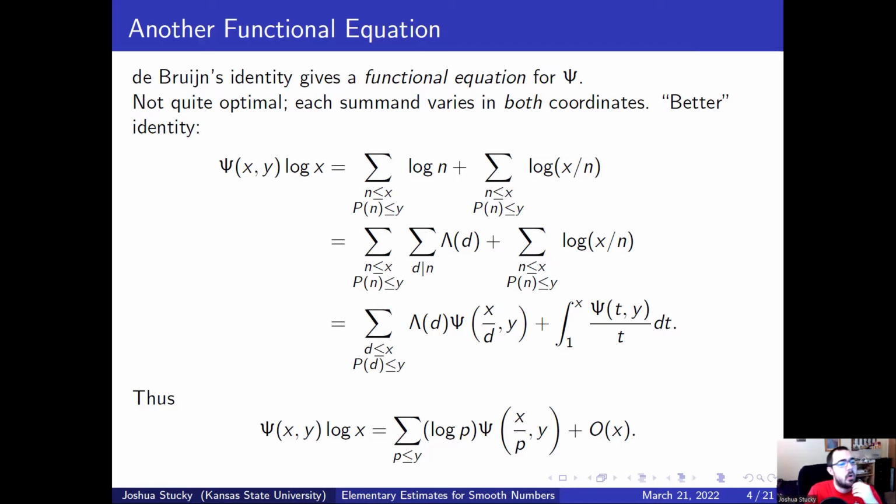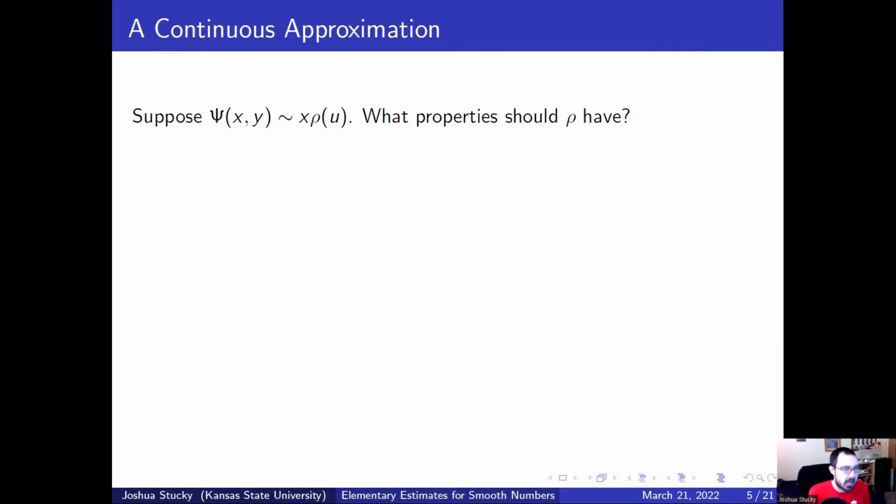Okay, so I am going to assume that my counting function obeys some sort of asymptotic, and I want to work out what that asymptotic should roughly be. What kind of features should it have? I've already motivated u being the natural parameter to work with. Let's suppose psi of xy is asymptotic to this quantity, and for all intents and purposes, let's just make this an equal sign. What should this function rho obey?